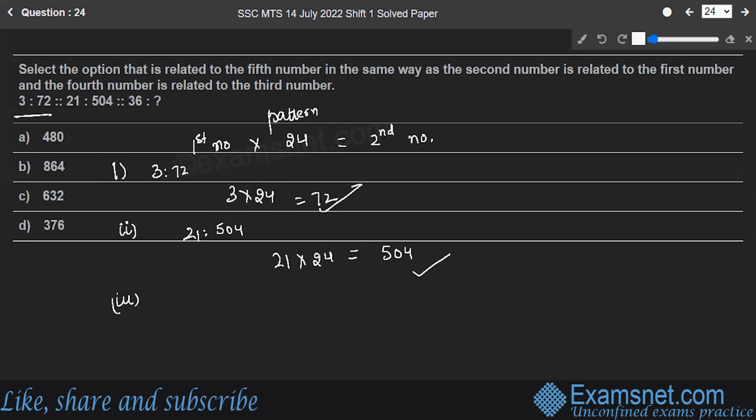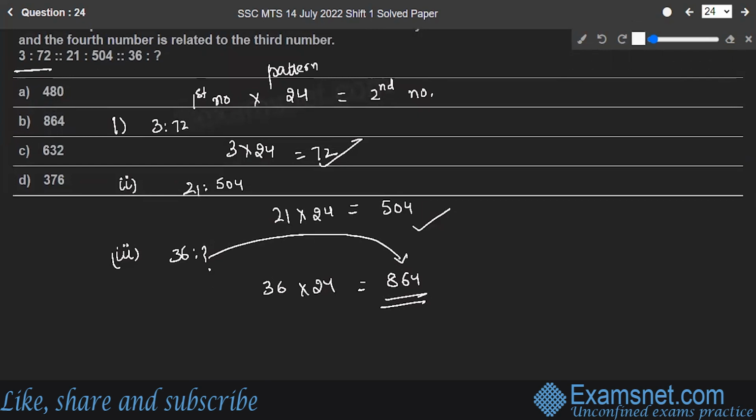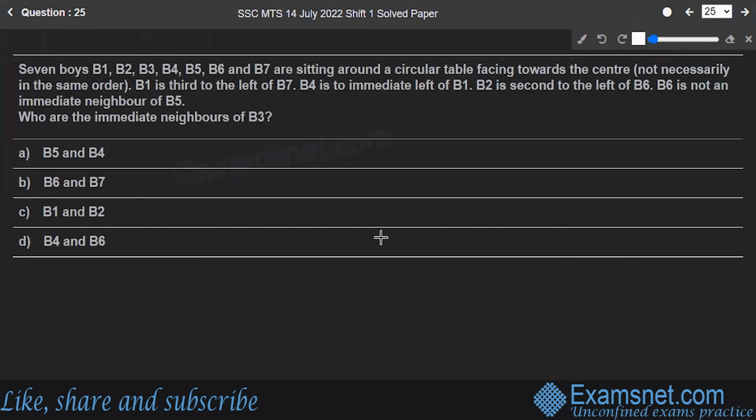So that means following the same way, we have to find out what will come at the place of question mark. So here is 36 and here is question mark. So 36 multiplied by 24 will give you what number? 864. So this 864 is your question mark or the required answer. Option B is the correct answer to the question. Hope you're clear with this. Let's move to the next question. Last question of your mental ability.